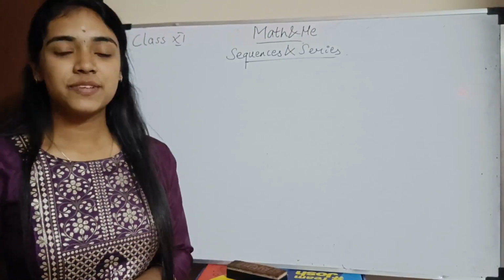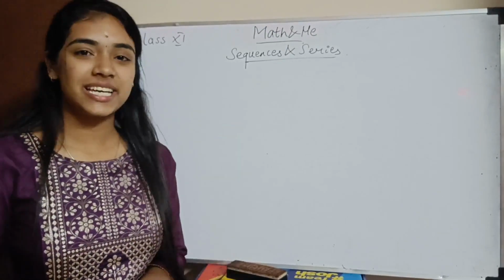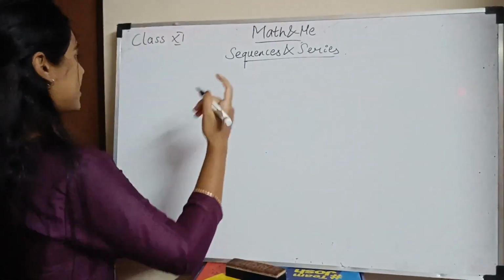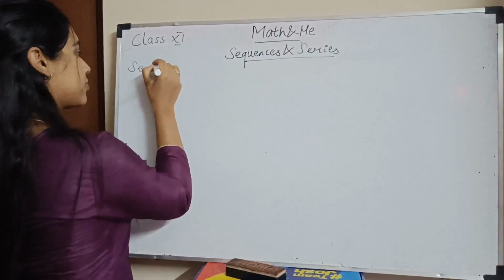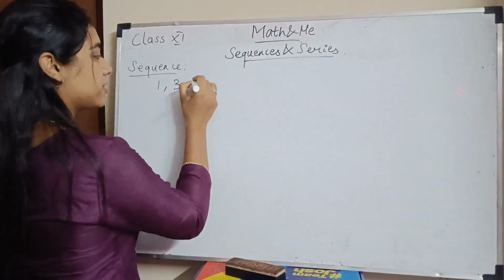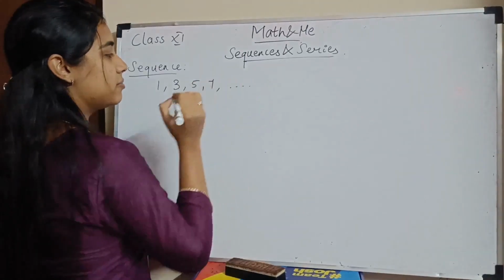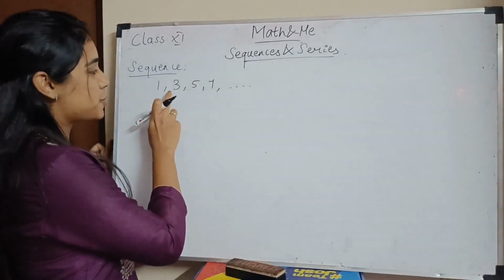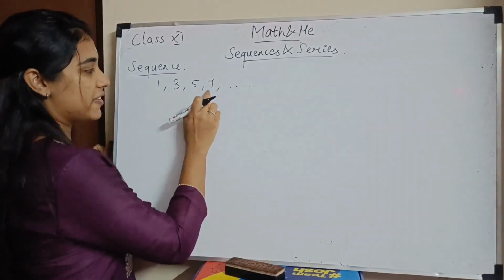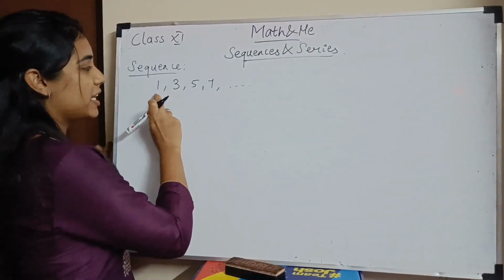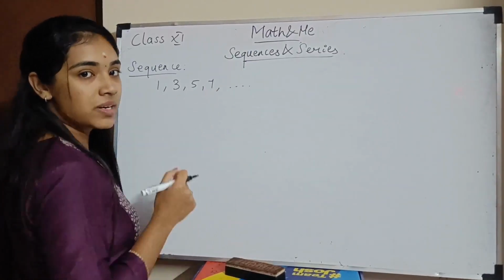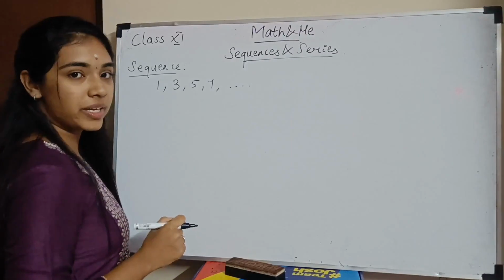So in today's video, we are going to cover the chapter sequences and series. First, let me start with what a sequence is. So basically 1, 3, 5, 7, etc. What is the difference between the first two terms? 3 minus 1, 2. 5 minus 3, 2. 7 minus 5, 2. So basically, there is a formula. The consecutive numbers have an equal difference. So this is considered to be a sequence.